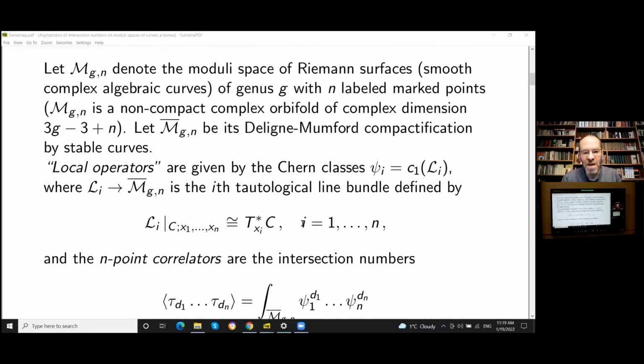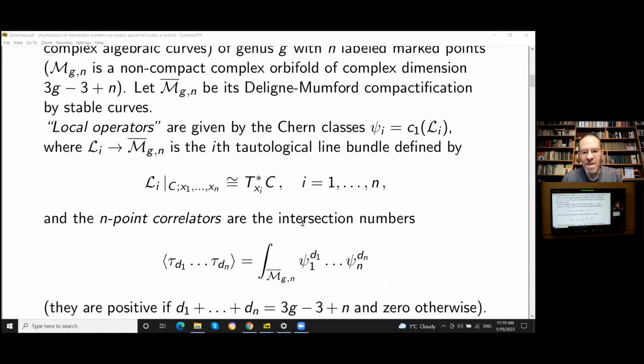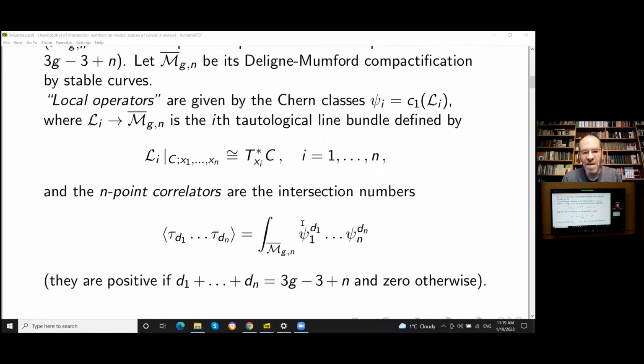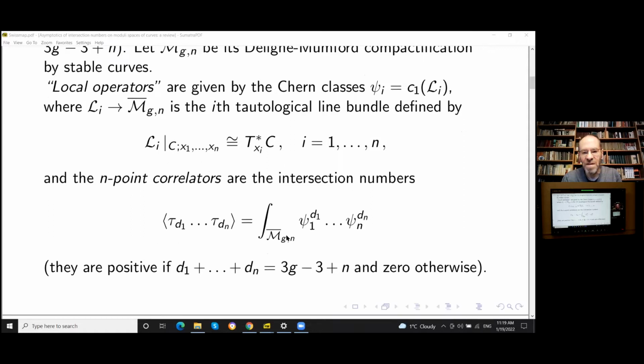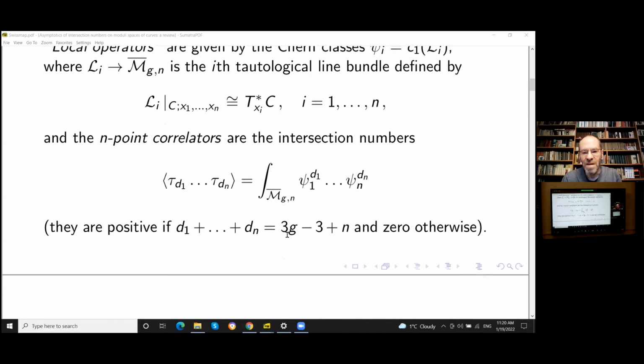And the main objects of the theory are the n-point correlators. These are intersection numbers of psi classes, and the standard notation for it is angle brackets tau_d1 up to tau_dn. This is just the integral over the moduli space of the product of psi_1 to the d1 up to psi_n to the dn. This integral is non-zero if and only if the sum of the powers d_i is the dimension of the moduli space, that is 3g minus 3 plus n. If this condition is not met, then these numbers are supposed to be zero. When they are non-zero, they are always positive.